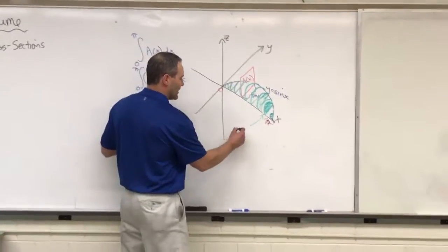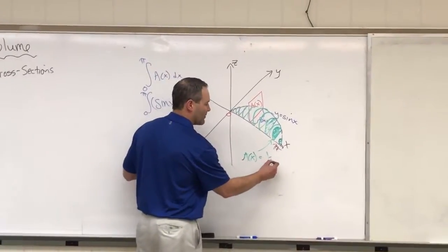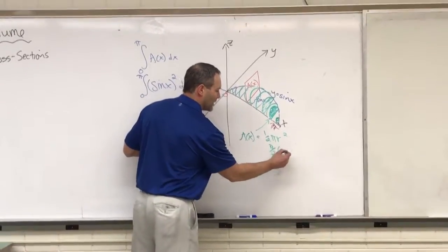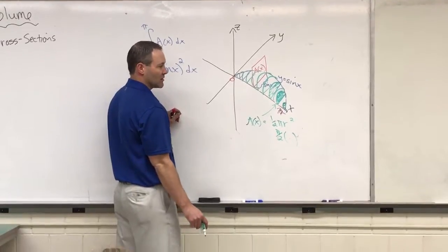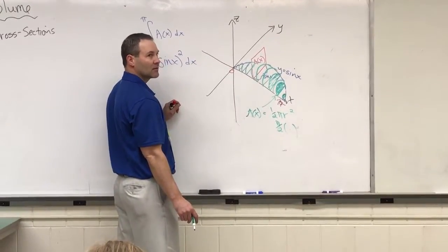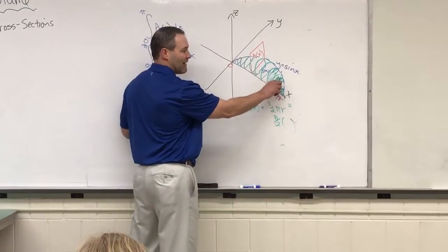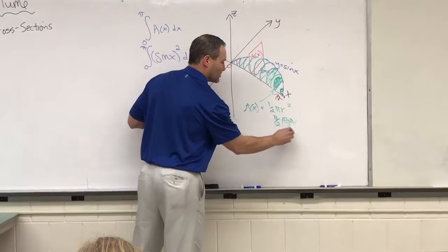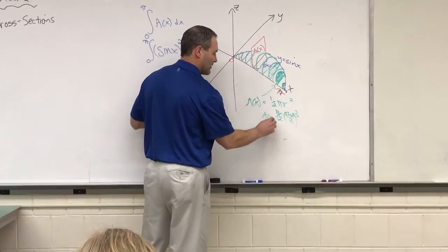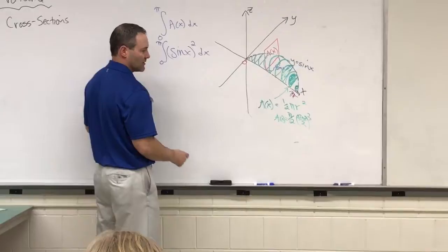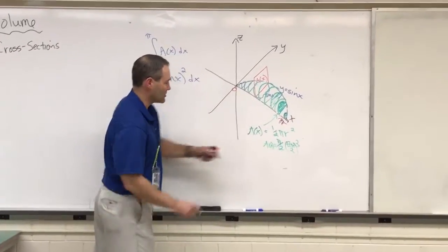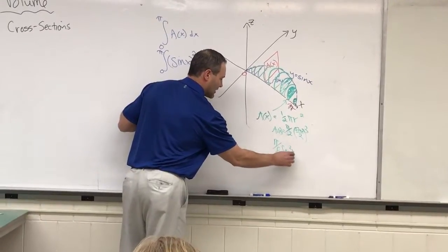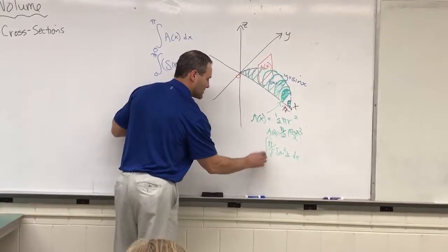Alright, so we know that A(x) for the green is 1/2 pi r squared. This is a half circle, so it's pi over 2, whatever our r is. What's my radius here? Sine x over 2. We only want half of it. That's sine x, half of it is sine x over 2, squared. So there's my A(x). And once you have that, I guess you could make that over 4. So it's basically pi over 8 sine squared x dx from 0 to pi.